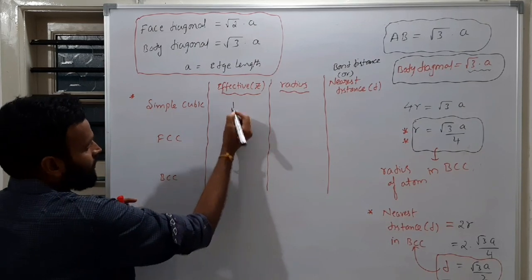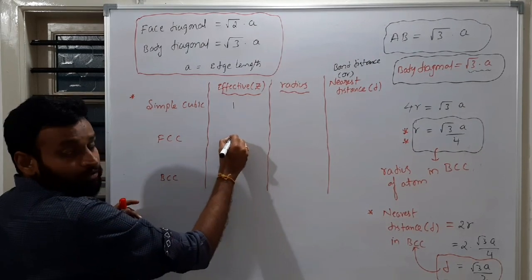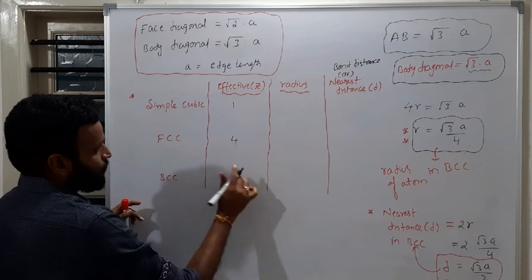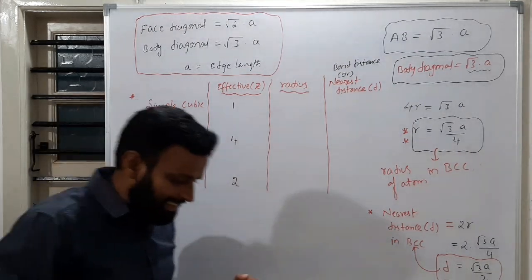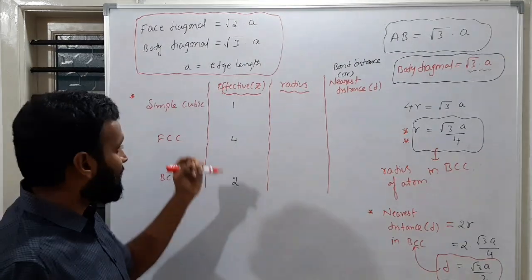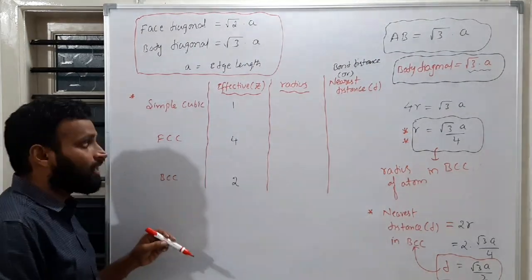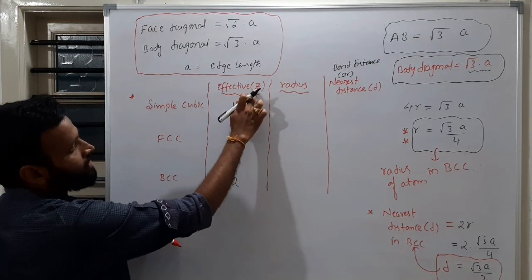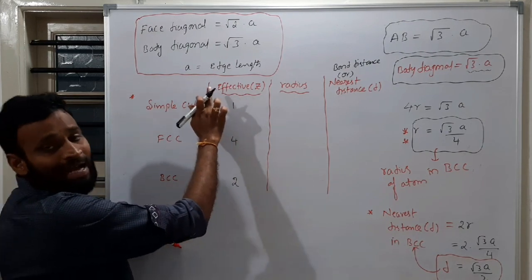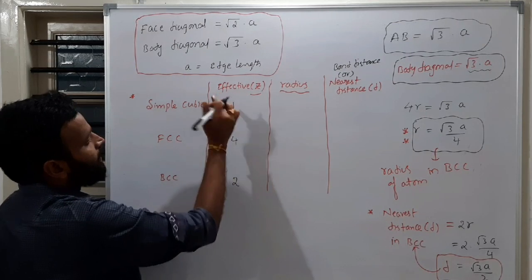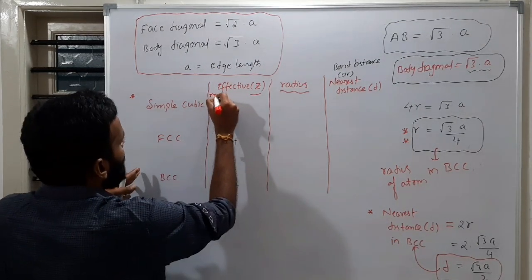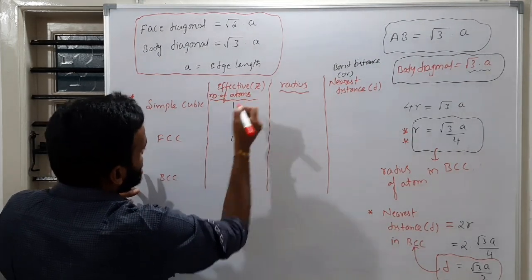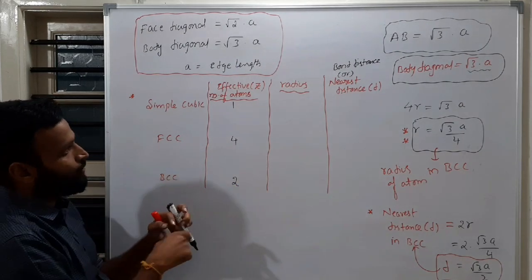For simple cubic, how many atoms are there? 1. FCC, face centered cubic, effective number of atoms? 4. BCC, 2. Why? Even in finding density, you must know how many effective number of atoms are present. So this is very, very important. So effective number of atoms in simple cubic is one. We represent the effective number of atoms with Z. So 1, FCC 4, BCC 2.